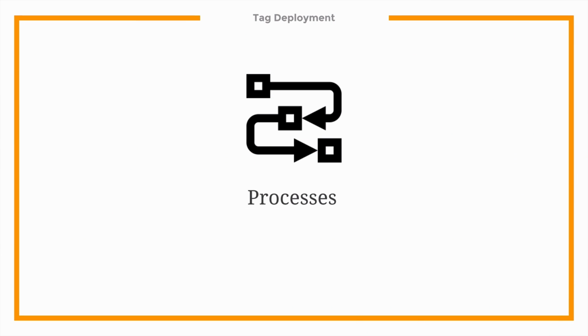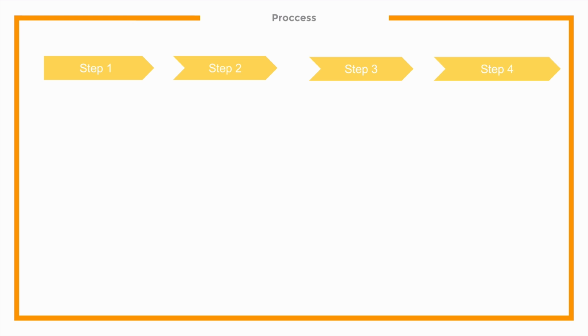Alright, this time we'll start out by talking about processes. It's very important that you integrate a tag deployment into the processes that you have within the company. We talked about this already in the last lesson. Now in this lesson, we're going to take a look at such a process that is advisable to follow when doing a tag deployment. And a tag deployment process really consists of 4 steps.